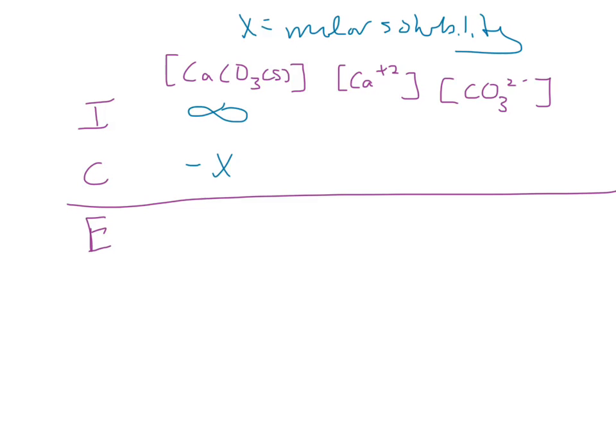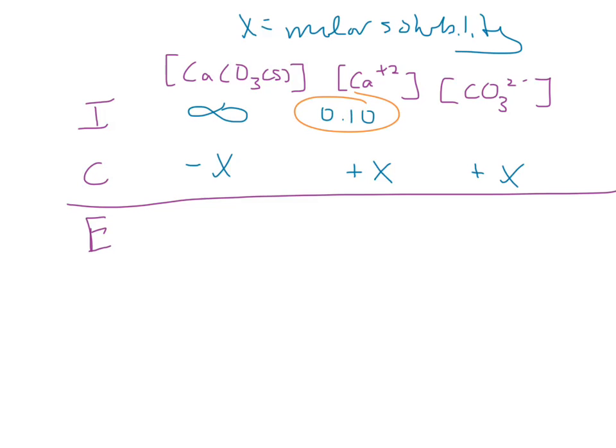So the change in my solid is minus X. The change in my cation is plus X because it's a 1-to-1, and the change in my anion is also plus X. But here's the deal. Can you see where this box is what's different? The initial concentration of the calcium cation. It's not 0 anymore, is it? This is the common ion effect. It is 0.10. Does that make sense?